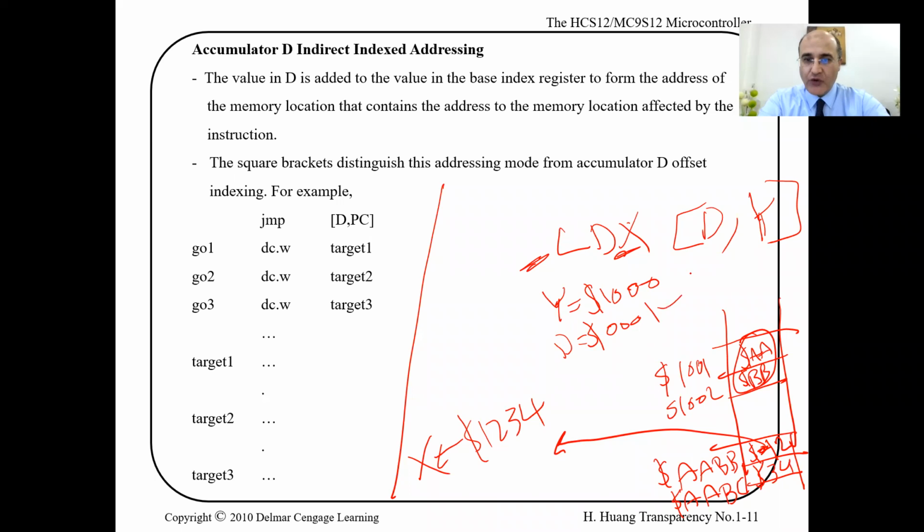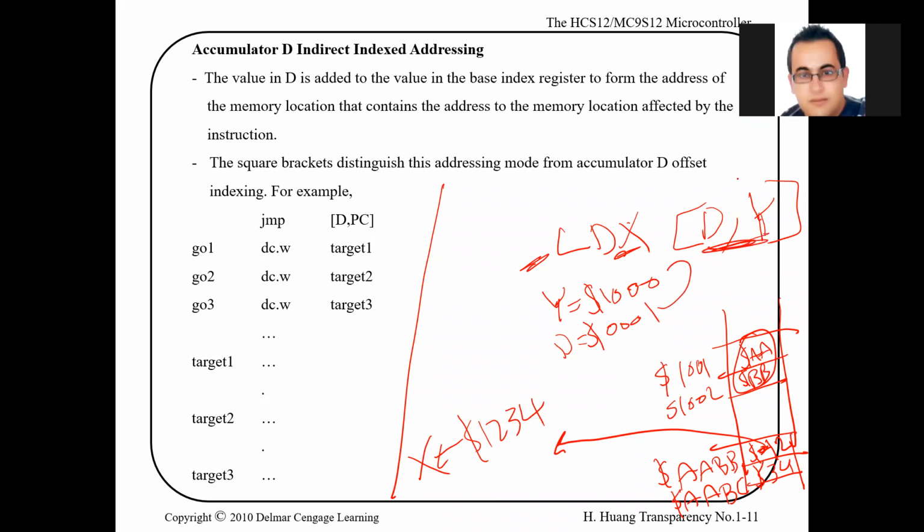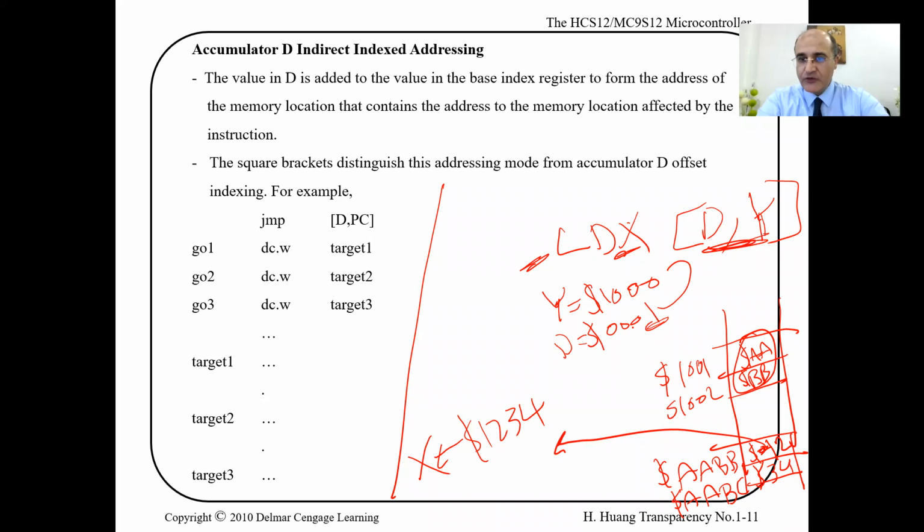But you add it to y. You add it to y. It's a value. It's a 1. You just added 1 to y.